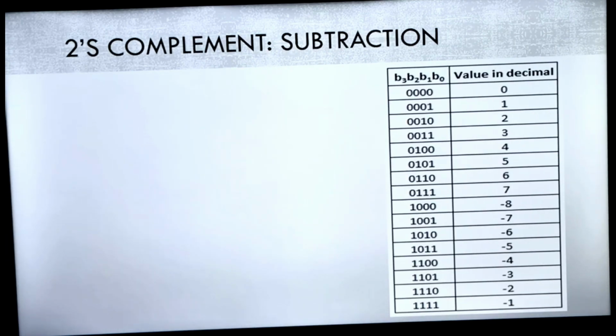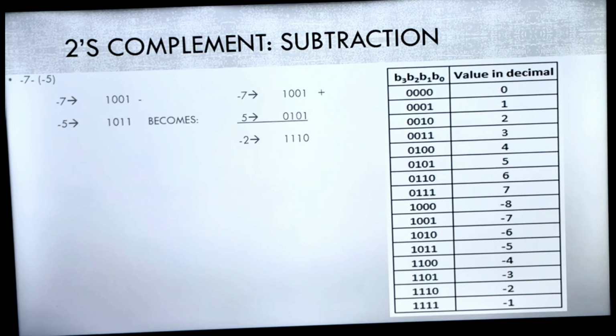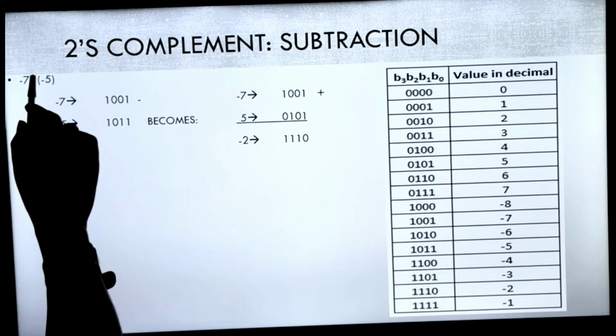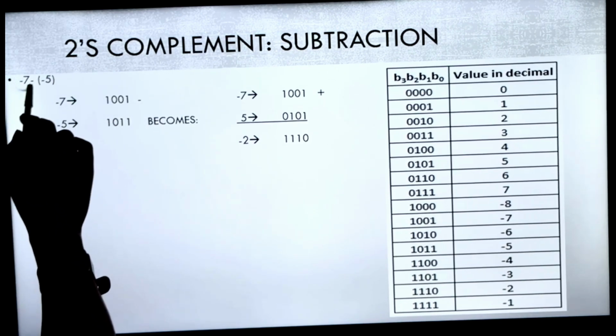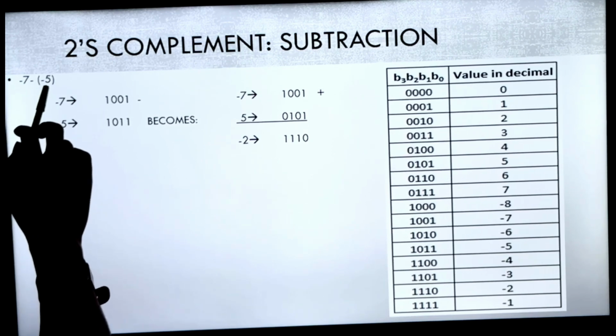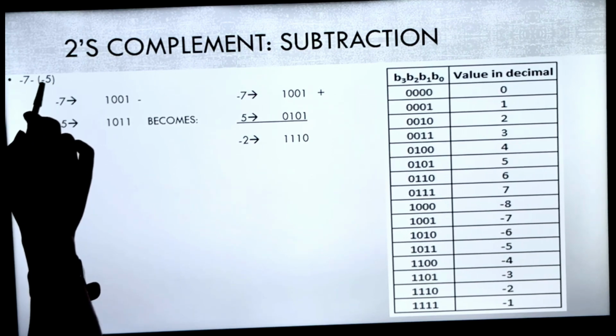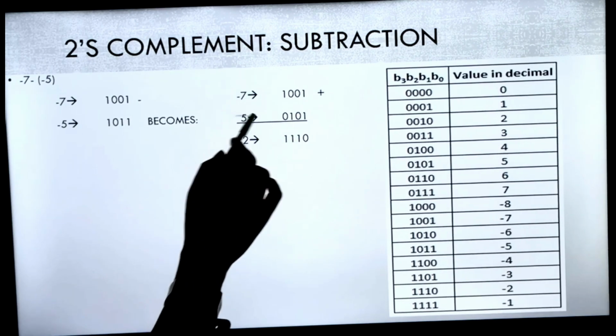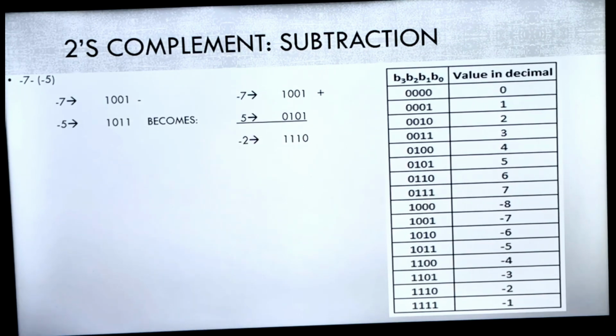Addition is fine. Subtraction, how to do the subtraction? Subtraction is also just like addition. You can say this is addition only, nothing else. So suppose I asked you to subtract minus 5 from minus 7. Minus 7 minus minus 5. Then this minus 5 will become plus 5, right? Minus 7 minus minus 5 will ultimately be minus 7 plus 5 only. So once you get minus 7 and plus 5, just add all the bits and you will get the result.